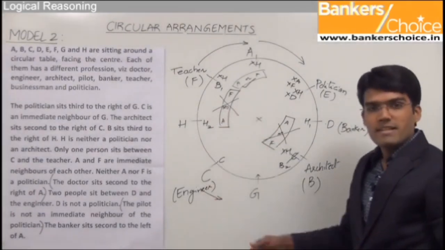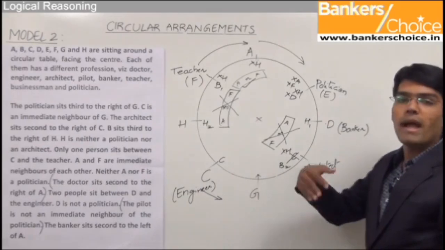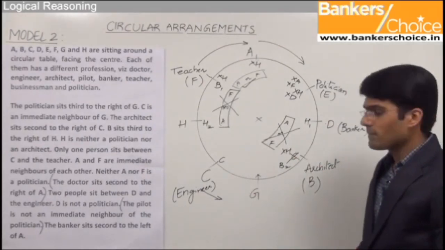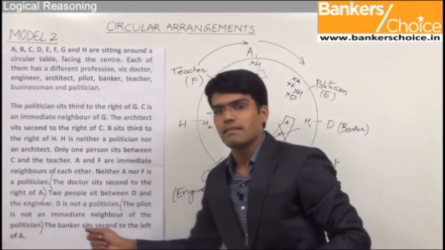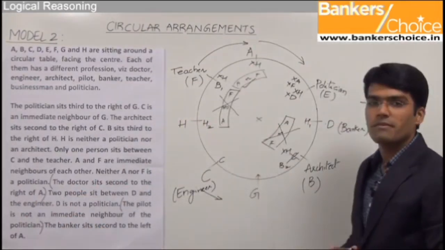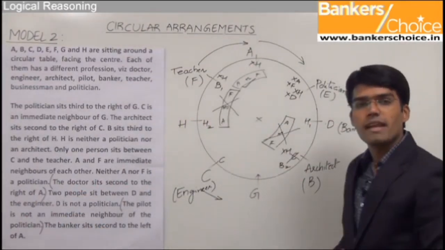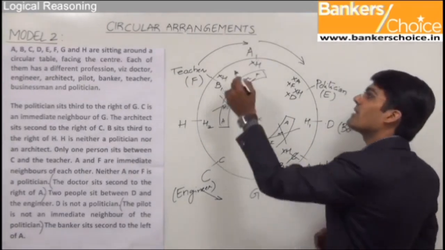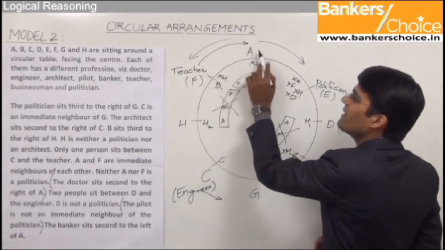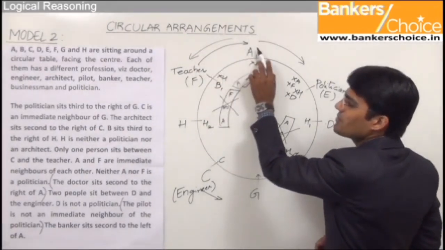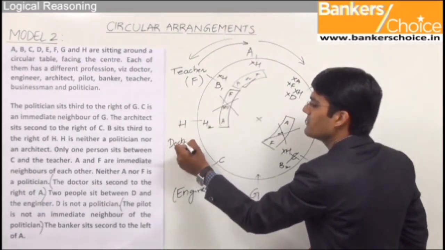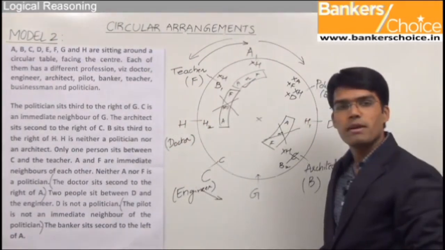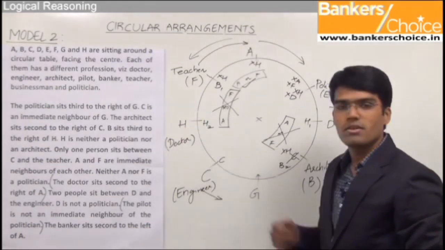As all the statements have been read once, let us now go back to those statements which are pending. That is, the doctor sits second to the right of A. We have already fixed the position of A, and the doctor should be to the right of A, that is in the anti-clockwise direction. So 2 places away from A in the anti-clockwise direction should be doctor, 1 and 2. So we can now say that this position is occupied by doctor, or H is the doctor.